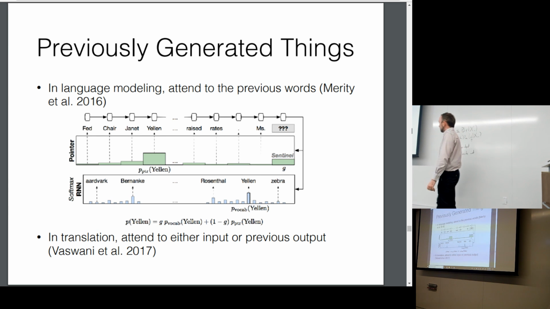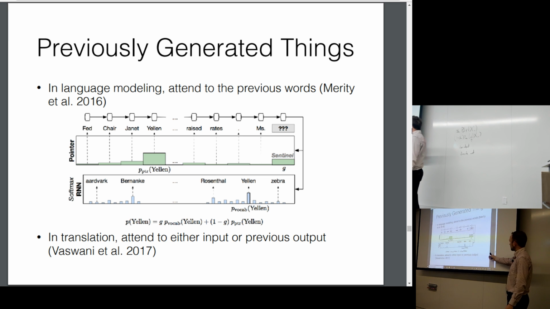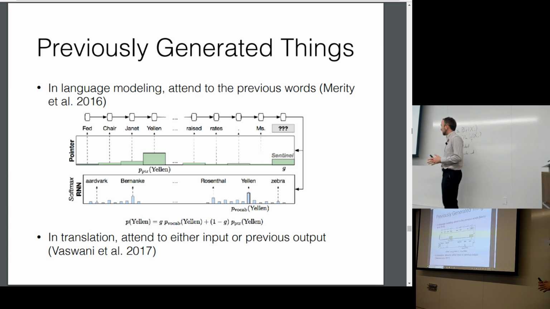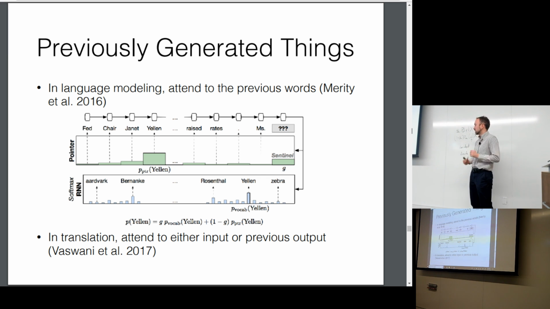There are also methods where, in addition to attending to the encoder, you attend to the previous outputs of the decoder as well. This looks a little bit like a recurrent neural network in that it's conditioning on the previous things that you've generated. Any questions about this?